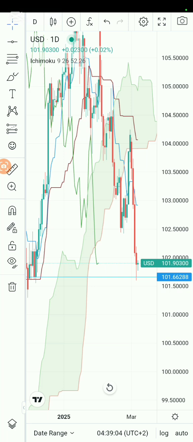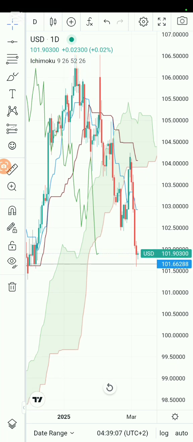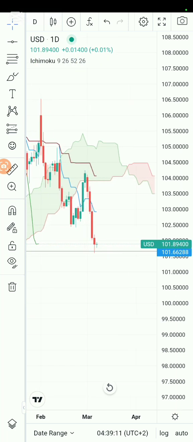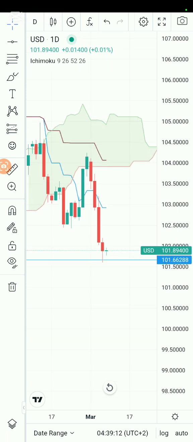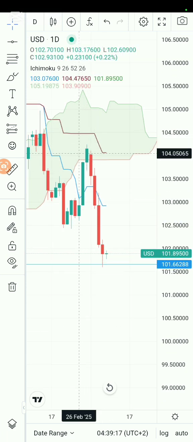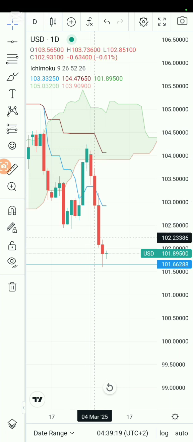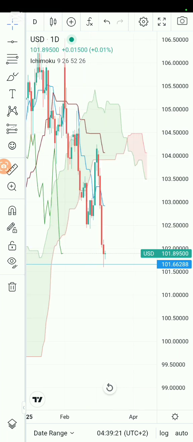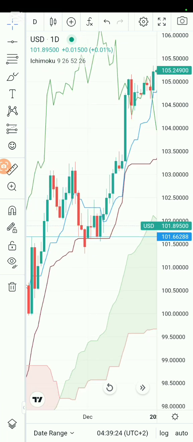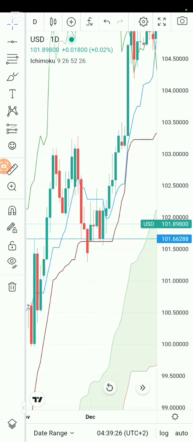Let's start with the US dollar. If you check price action for the past couple of days, the dollar was bearish, as can be observed here. From this level here, we see the dollar dropping down. Now the dollar has found some kind of support on this level here from the past price action.